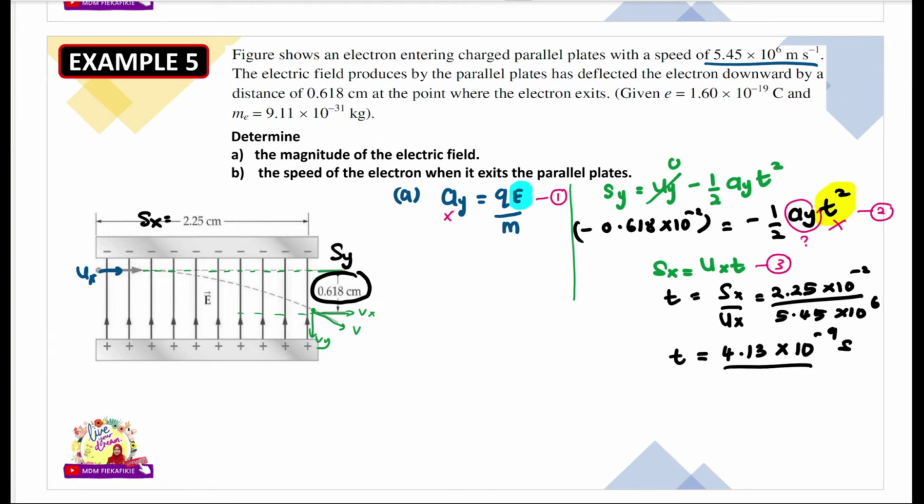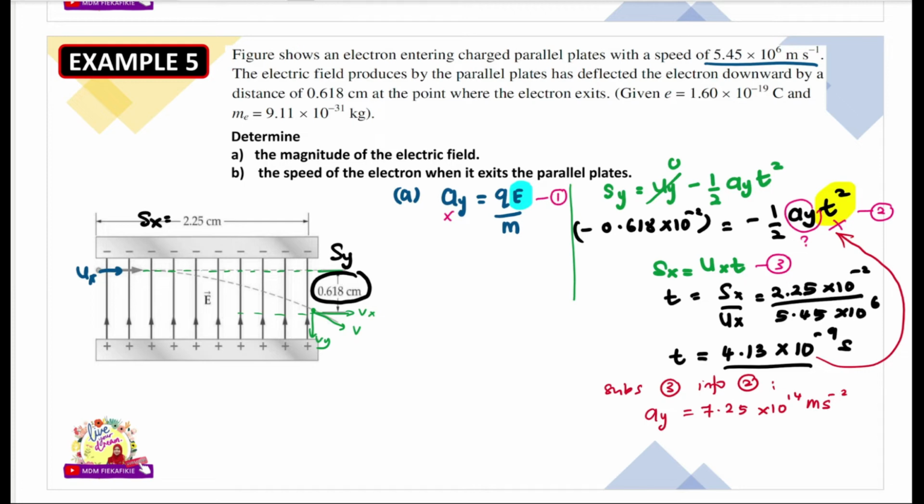Okay, so bila saya dah dapat T, kita boleh substitute. We can substitute equation 3 into equation 2. Kenapa? Sebab kita nak cari AY. So we can substitute there. So finally, you can find AY. Awak masukkan, dekat sini lah tadi. T ni awak masukkan dekat sini. So you akan dapat AY equal to 7.25 exponent 14 meter per second squared.